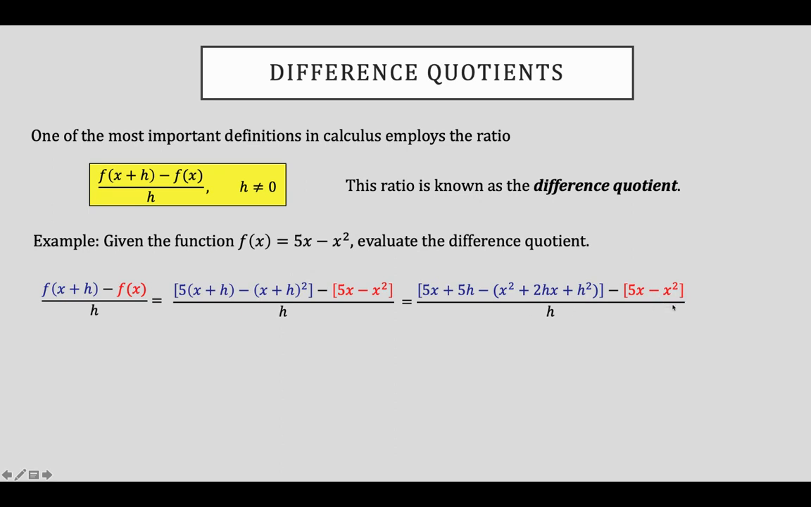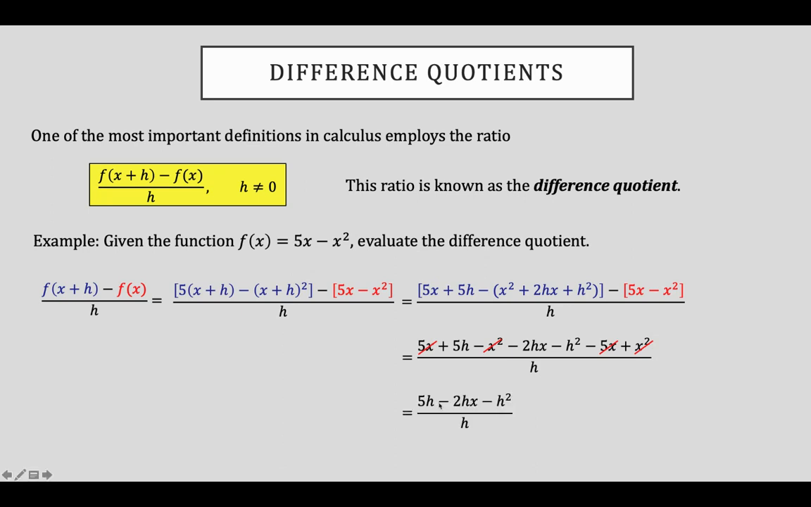We can continue with our algebra, distributing this negative through here, and then also distributing our negative to our function f of x, subtracting all of those quantities. That leaves us with 5x plus 5h minus x squared minus 2hx minus h squared minus 5x plus x squared. Now we can begin to simplify. Look for any common values that are going to add to 0 in the numerator. For example, here I have a 5x and a minus 5x. Those are going to add to 0. I have a negative x squared and a positive x squared. Those add to 0.